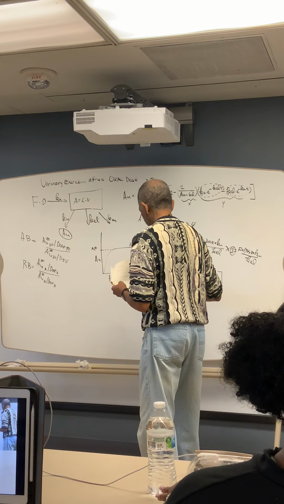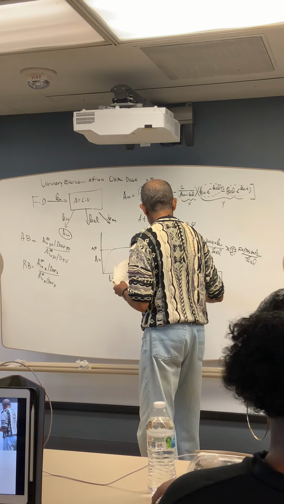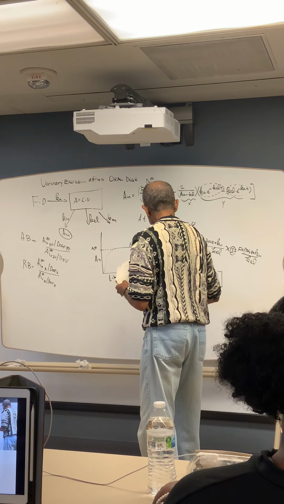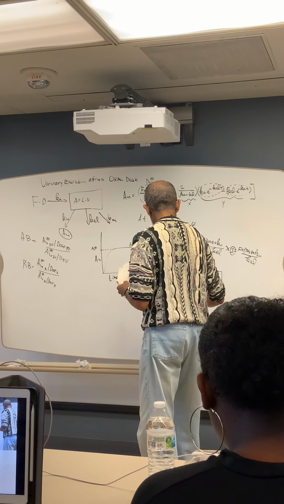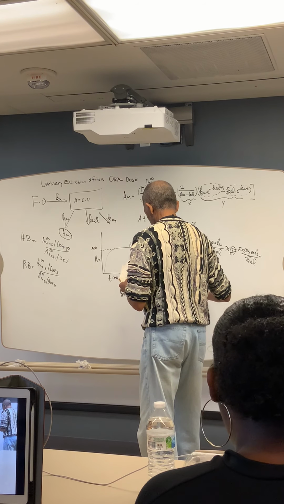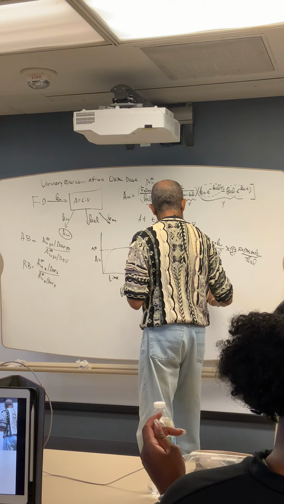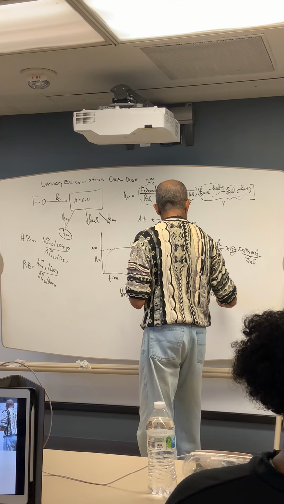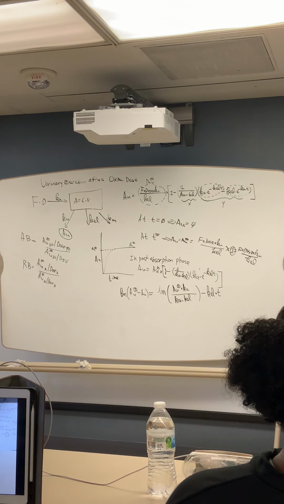AU infinity times Ka over Ka minus KEL, minus KEL times t. Oh man, that's a bunch.